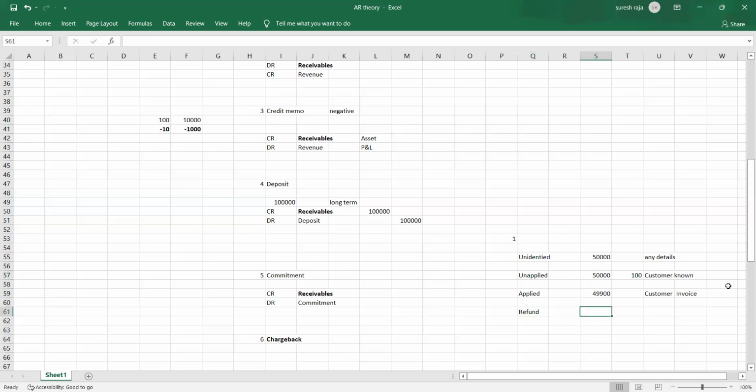So there is an option, you can refund it to the customer, that is one option. Option 2 is a regular customer. For a small amount, why do you want to refund? There is a concept called on account. I'll park it in on account, and from the next invoice, I'll adjust it.